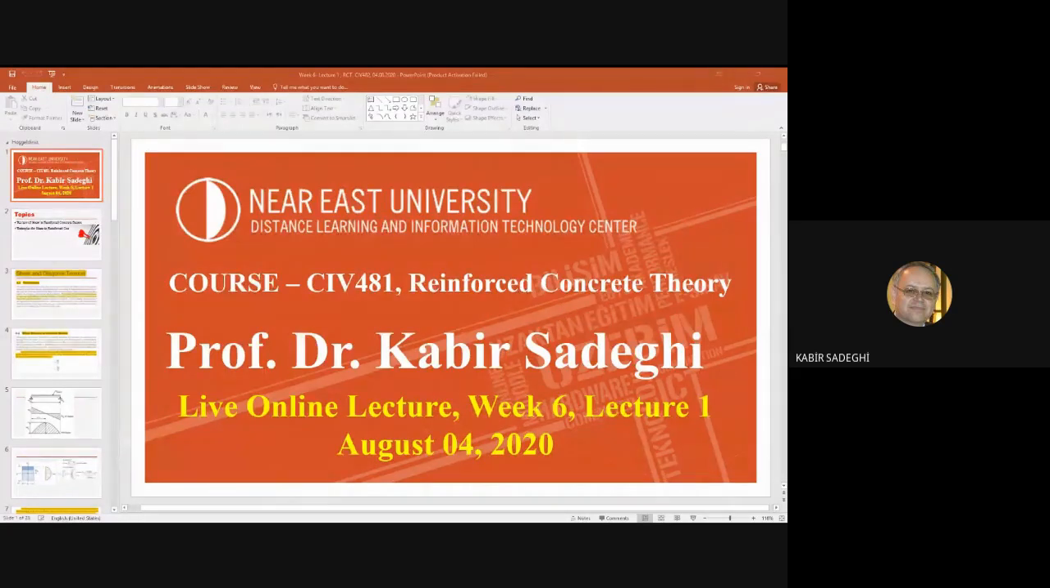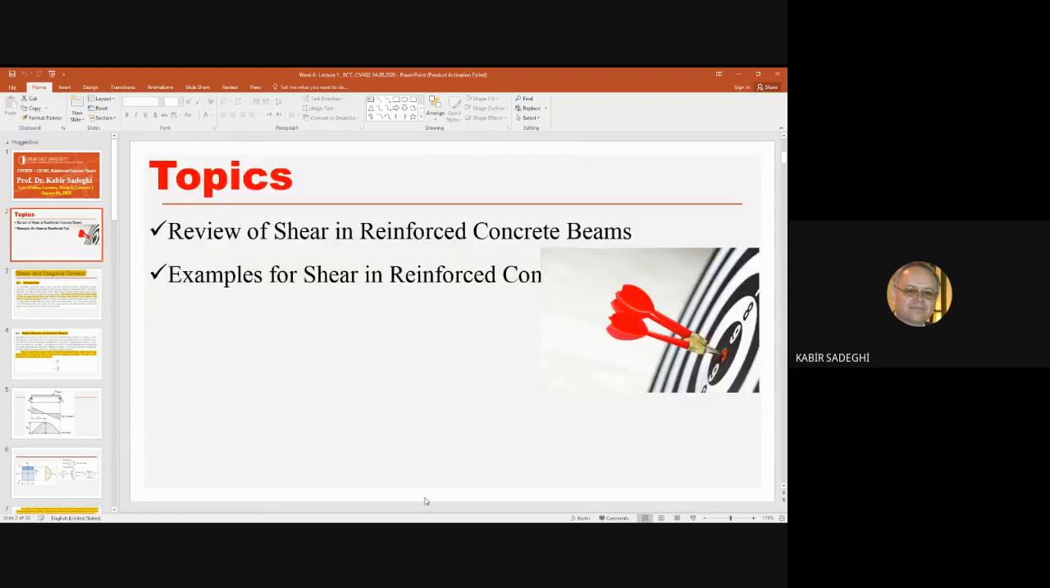Let's get started. You see the cover page of the lecture. The name of the course is Reinforced Concrete Theory, and the code is CIV481. Today we will see the shear on the beams. What's the effect of shear?